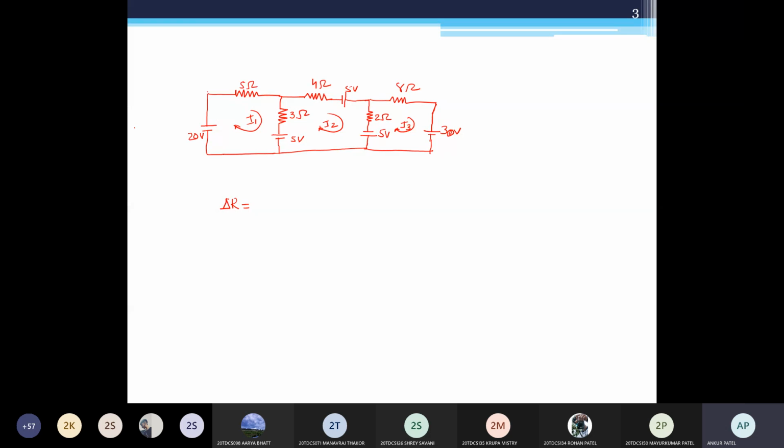Sir, is the last one 30 volt or 3 volt? 30, 30, 30. Okay, I am not used to this board, that's why I am not getting proper writing. But after some time I will become used to this whiteboard.